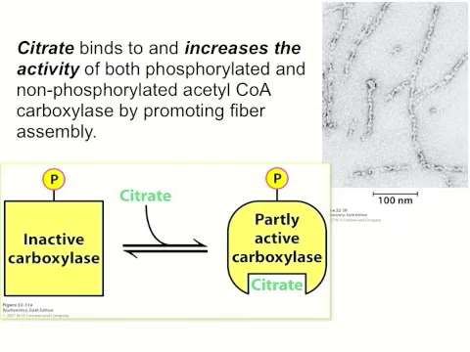Now, citrate can bind to and increase the activity of both phosphorylated and non-phosphorylated acetyl-CoA carboxylase by promoting fiber assembly. So even when acetyl-CoA carboxylase is phosphorylated, citrate can cause an allosteric conformational change in acetyl-CoA carboxylase to allow it to form fibrils. Now, it's true that this acetyl-CoA carboxylase is not going to be fully active as it would be if it were dephosphorylated, but it is still able to function.